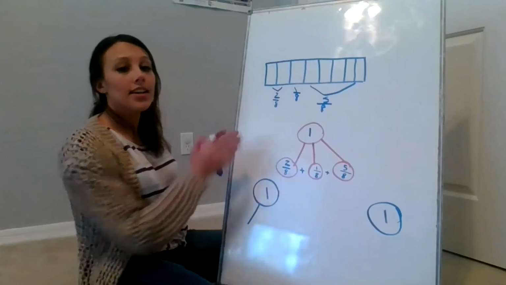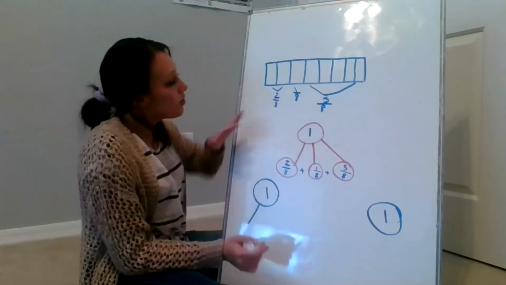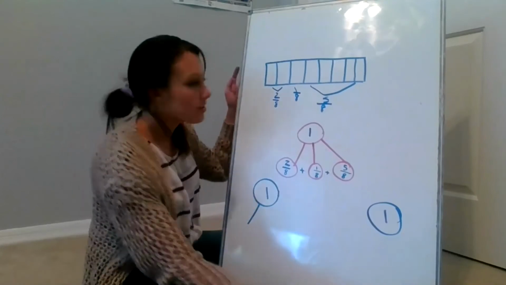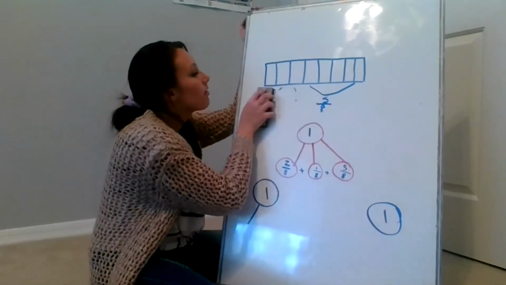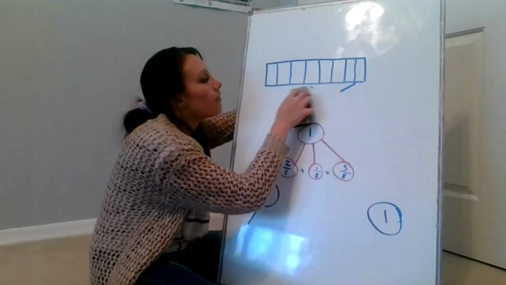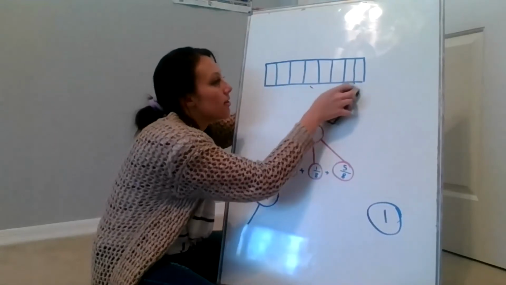Awesome job, guys. Give yourself a round of applause. You filled in 2 more bond circles. Let's go over some other possible answers that you could have come up with. So we did 2 8ths, 1 8th, and 5 8ths. Let's see, what else can we do?